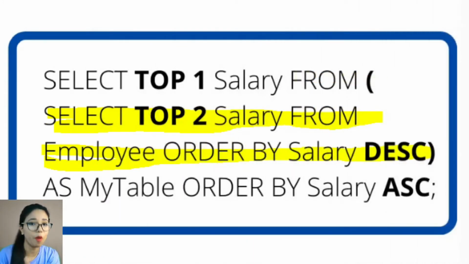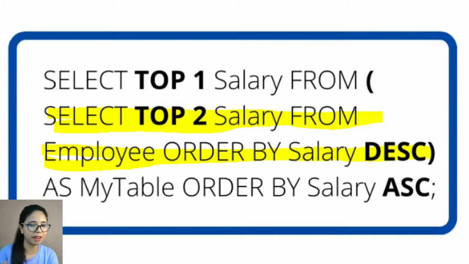Select top 1 salary from... now let's jump to the inner query. First we will resolve the inner query. Select top 2 from employee, order by salary in descending order. Now it is same as limit. It is going to give me the top 2 results in descending order.